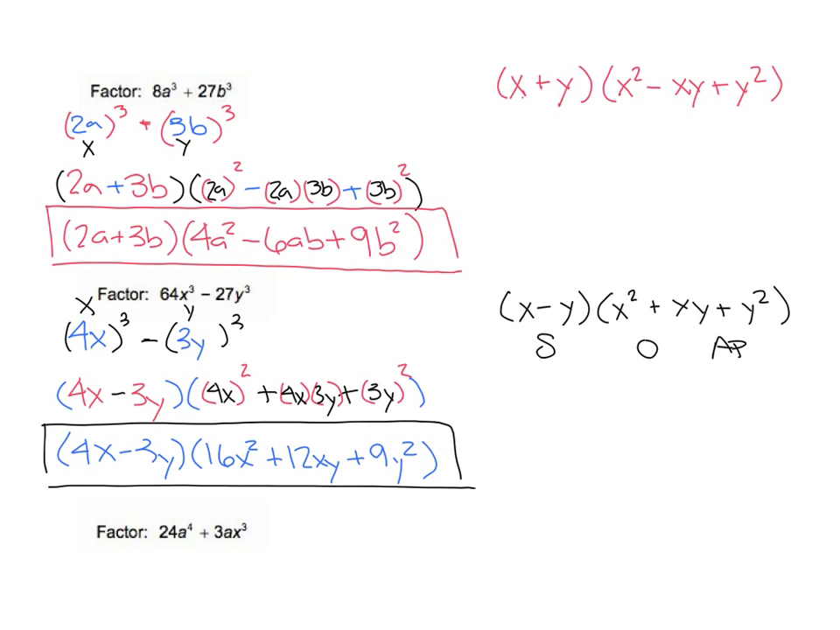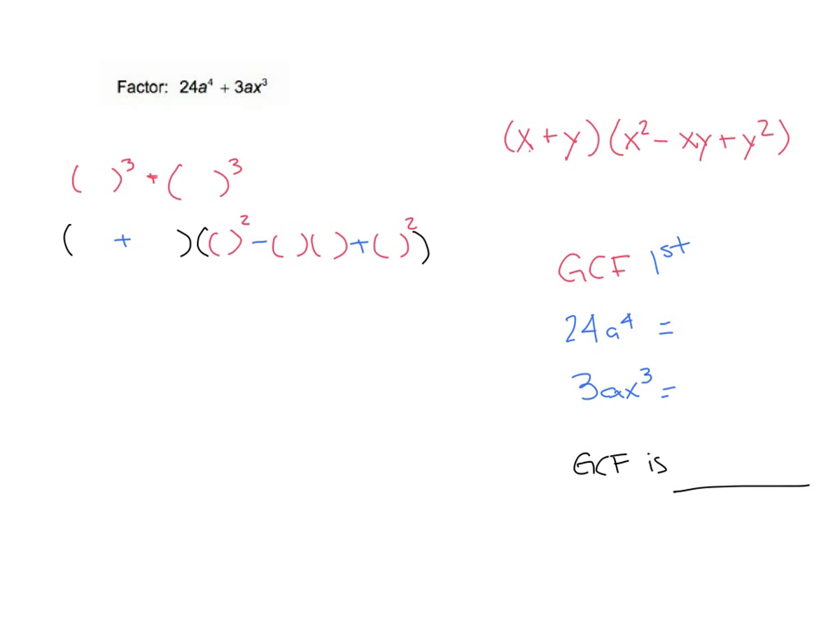Factoring the sum of cubes. All right, looking at our next example here, you have the factor of 24a to the fourth plus 3ax cubed. So there should already be a red flag going on because you have a to the fourth power, and what we're practicing here is factoring cubes, and 4 is not a cube. So always remember, as we always do with factoring, you should look to see if there is a GCF first.